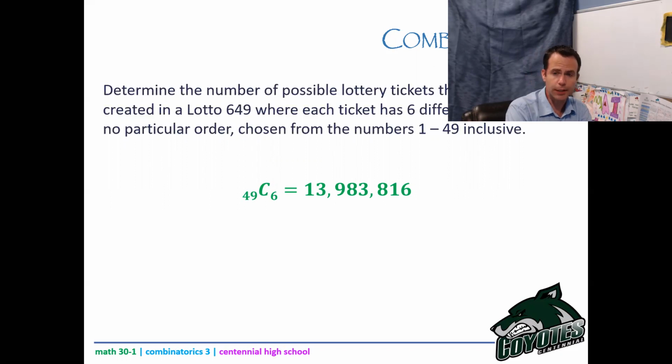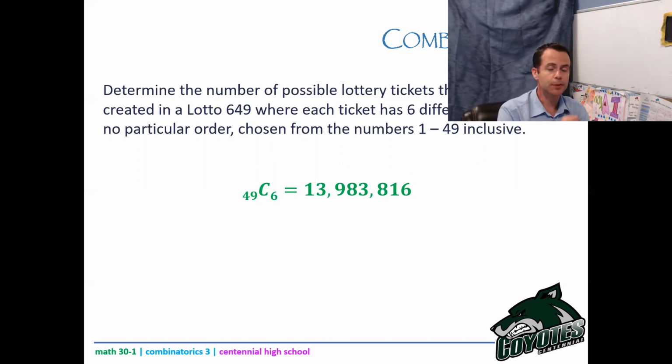So 13,983,816. There are 13,983,816 ways to draw 6 numbers from the numbers 1 to 49, which means you, if you play the Lotto 649, have a 1 in 14 million chance of winning.